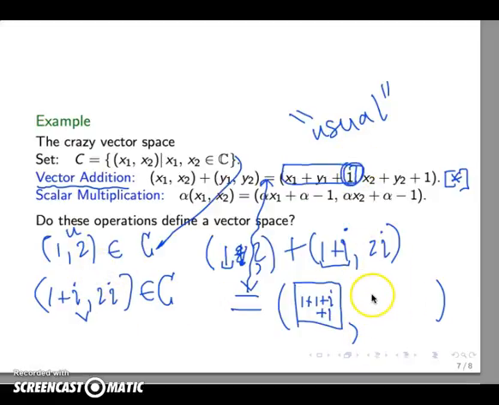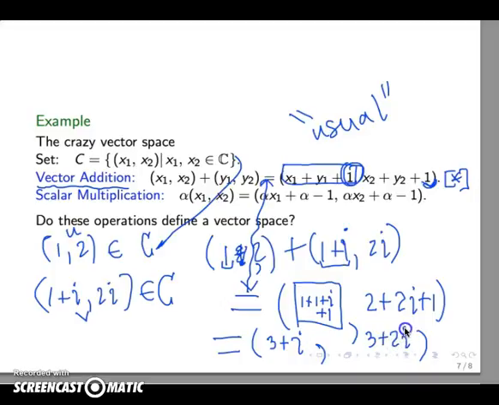Similarly, for the second entries we would have 2 plus 2i plus 1, because that's what this definition says. So according to this definition of the operation, we would have 3 plus i on the first entry, and 3 plus 2i on the second entry. These are not what would come out by using the usual definition of vector addition, but this comes out by using this specific definition here.